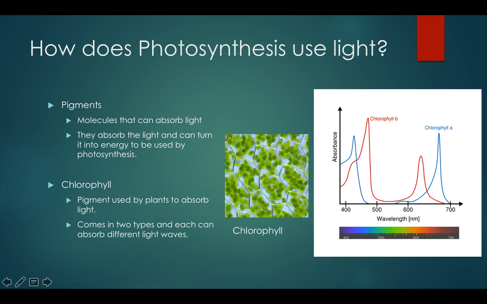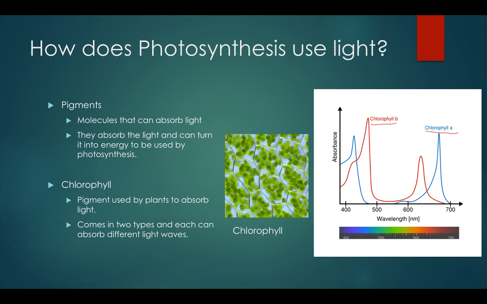Now, chlorophyll is the main pigment you have probably heard of before. It is the pigment that is used to absorb light in plants, and it comes in a couple of different types. Chlorophyll comes in 2 types. There's chlorophyll B and there's chlorophyll A. And as you can see here, the 2 types of chlorophyll can absorb very different colors. So chlorophyll B is better at absorbing the blue color, and chlorophyll A is better at absorbing red.